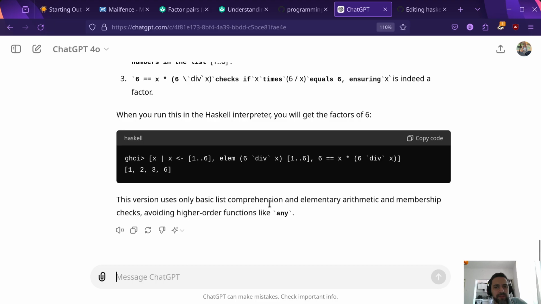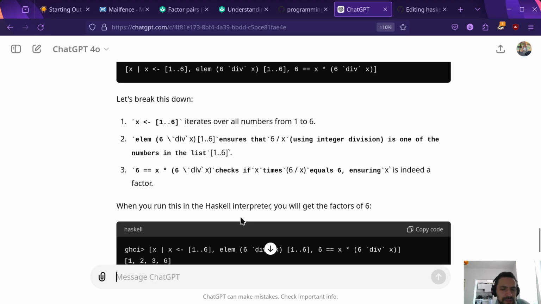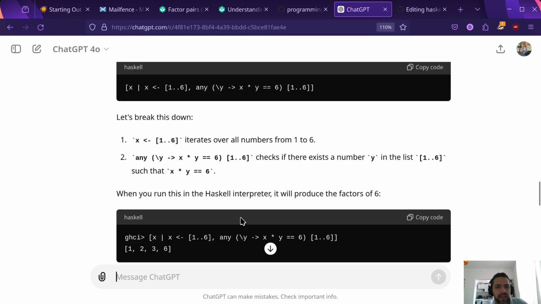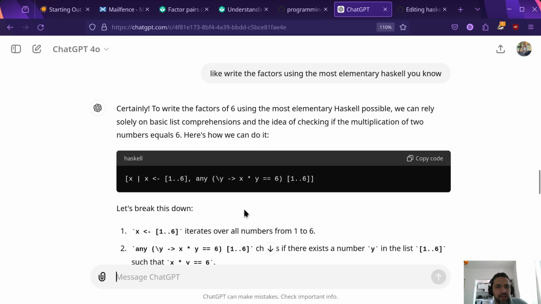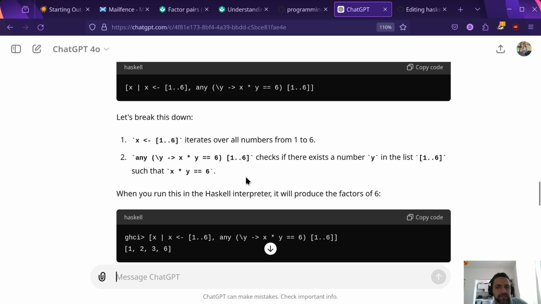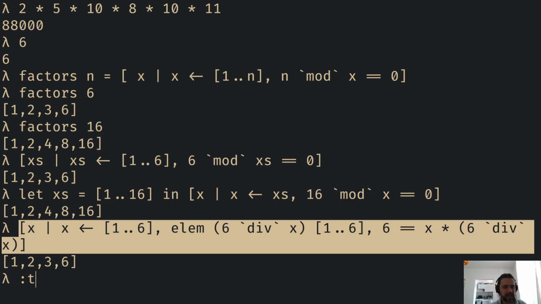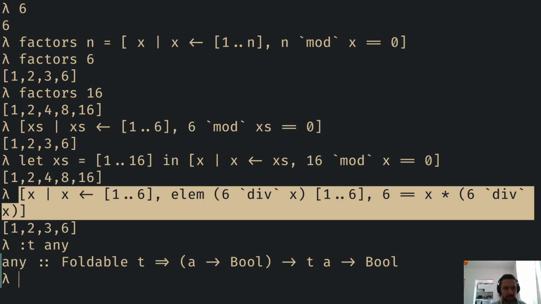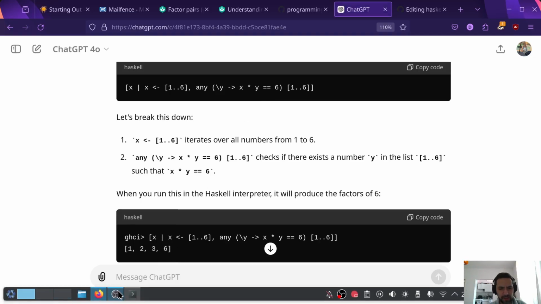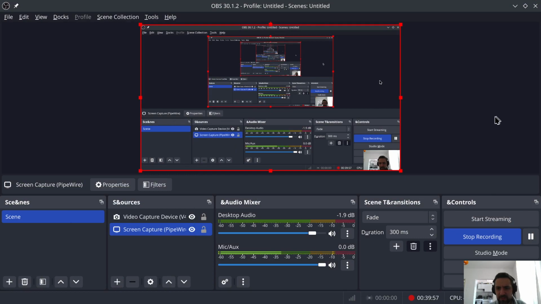Elementary, avoiding higher order functions like any. Yeah, any was a higher-order function. This would be interesting, any with a lambda x plus y. But there is an any, Foldable t => a. Well, this has been long so far, and I'm still at the 39 minute mark. Wow.